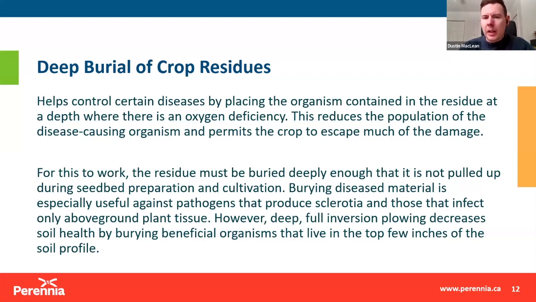foliar diseases. However, deep full inversion plowing decreases soil health sometimes by burying beneficial organisms that live in the top few inches of the soil profile. Things like mycorrhizal fungi or rhizobium can actually be pushed down. There are other beneficial microorganisms that are predators to pathogens or provide other benefits by breaking down organic material. All of that is going to be pushed down with the pathogens as well.